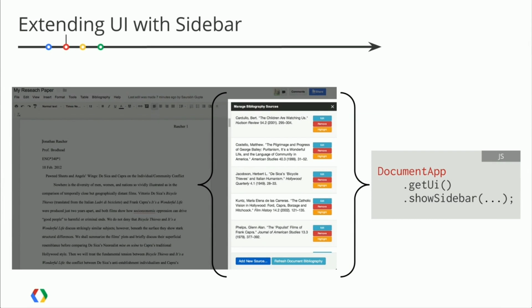What's next? Showing your app in a sidebar. Now, if your app shows up in a sidebar, that's great, because what users get with this is the opportunity to use your app while they are working with the document. So it does not interrupt the flow of the user. So this is a natural place where your app shows and is very useful, right? And again, using DocumentApp.getUi().showSidebar.